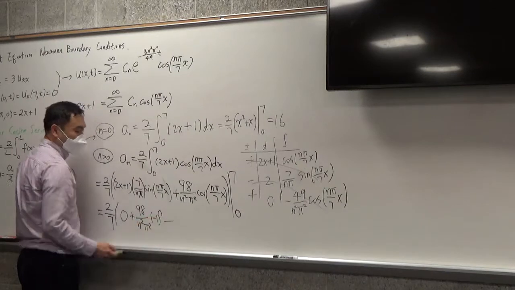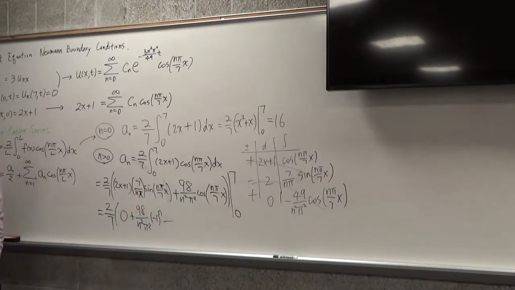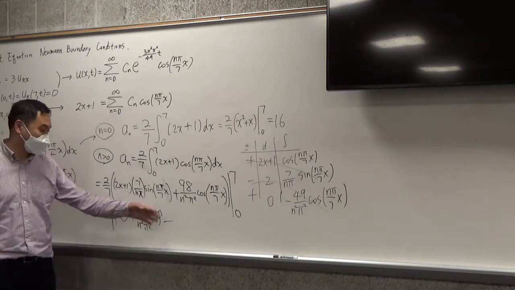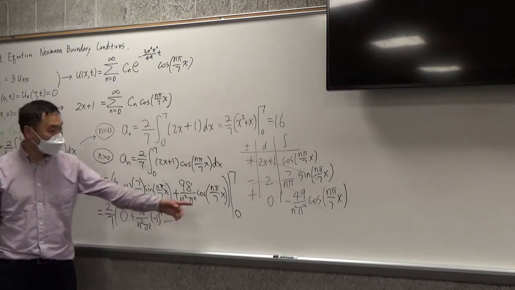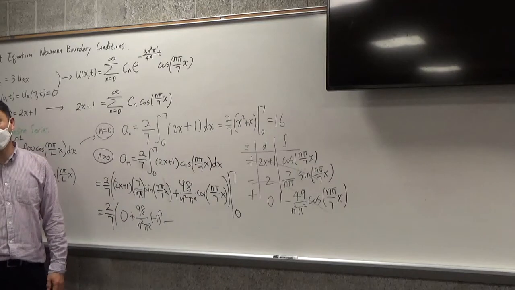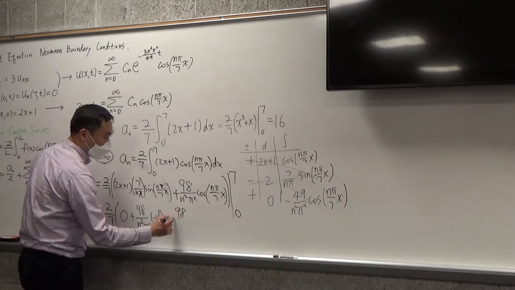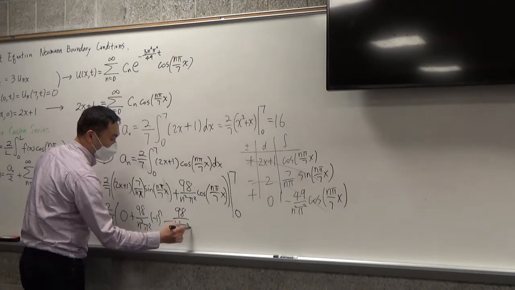Okay, now minus, let's plug in 0. What do you get? What's sine of 0? 0. So I don't have to write anything, it's 0. How about this one? We plug in 0. What's cosine 0? 1. So we get minus 98 over n squared pi squared.